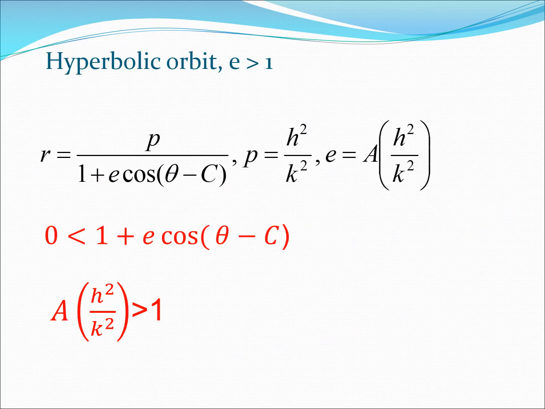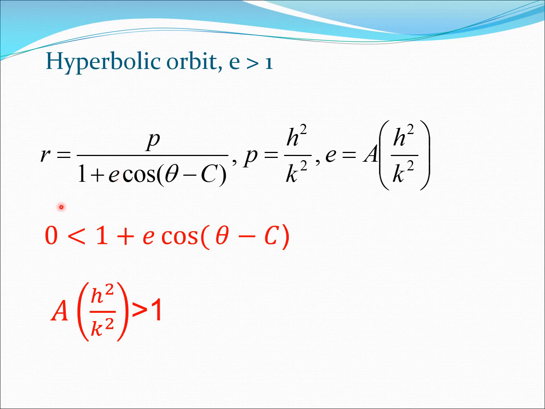Now the second way you can escape the Earth and get out in space is by using the hyperbola, and the hyperbola corresponds to the situation where E is greater than 1. So essentially again we have R here, but now E is greater than 1. So again this of course is kind of unbounded here.